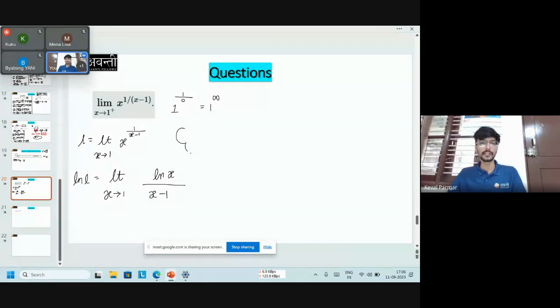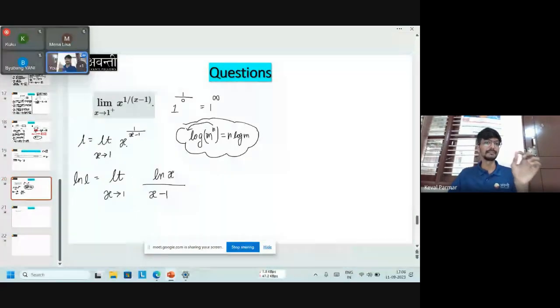You know this property of log? It is very important here. Log of m raised to n, I can write it as n in the front. So I get n log m. So this property I have applied here, with x in place of m and 1 upon x minus 1 in place of n. So I hope it is clear.